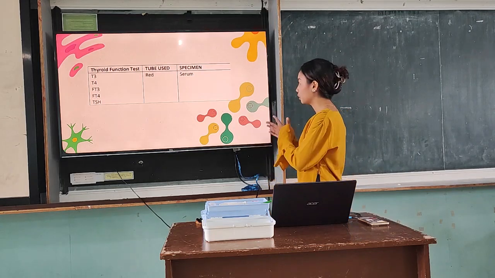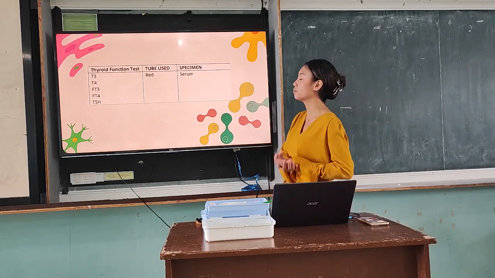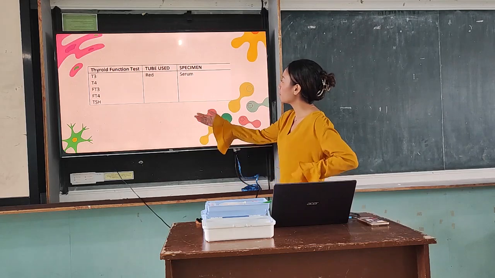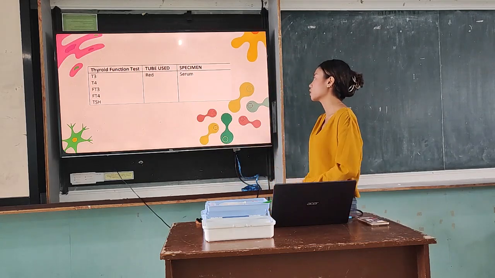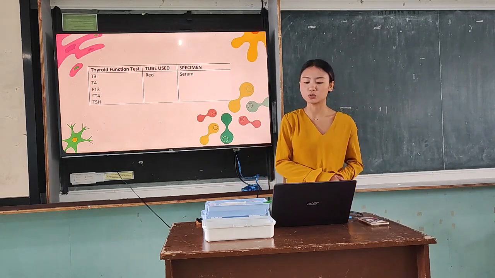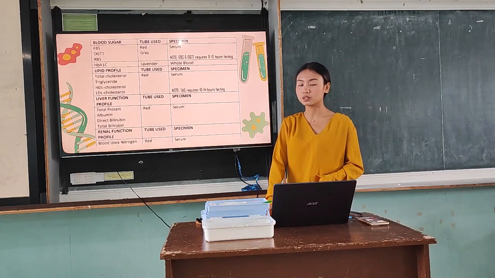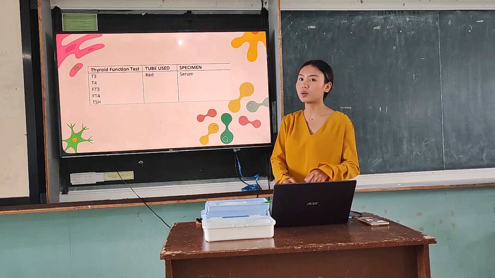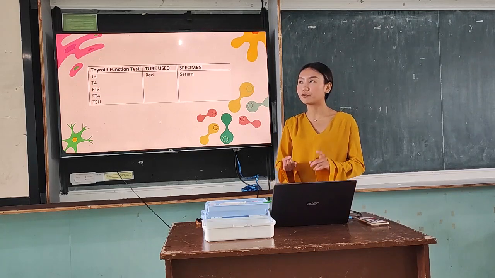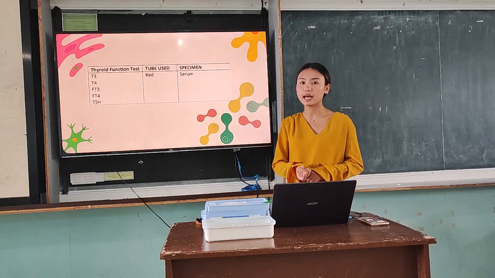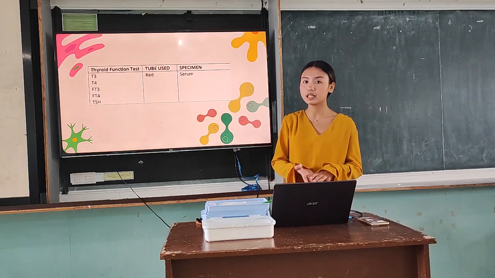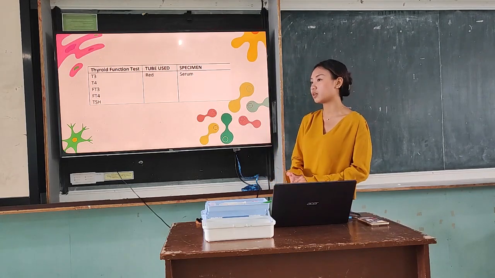Lastly, for our thyroid function test, we have T3, T4. Again, tube na yung ginagamit natin is red and specimen serum. So, to sum it up, ang ginagamit na tube sa chemistry test, usually red, and for electrolytes, we use also green, and for blood tests, we also use green now.